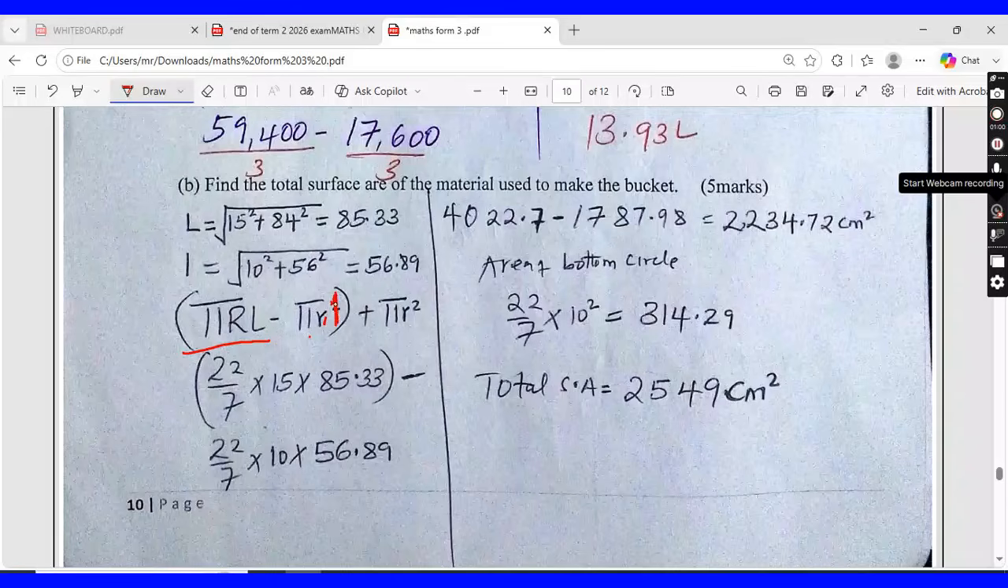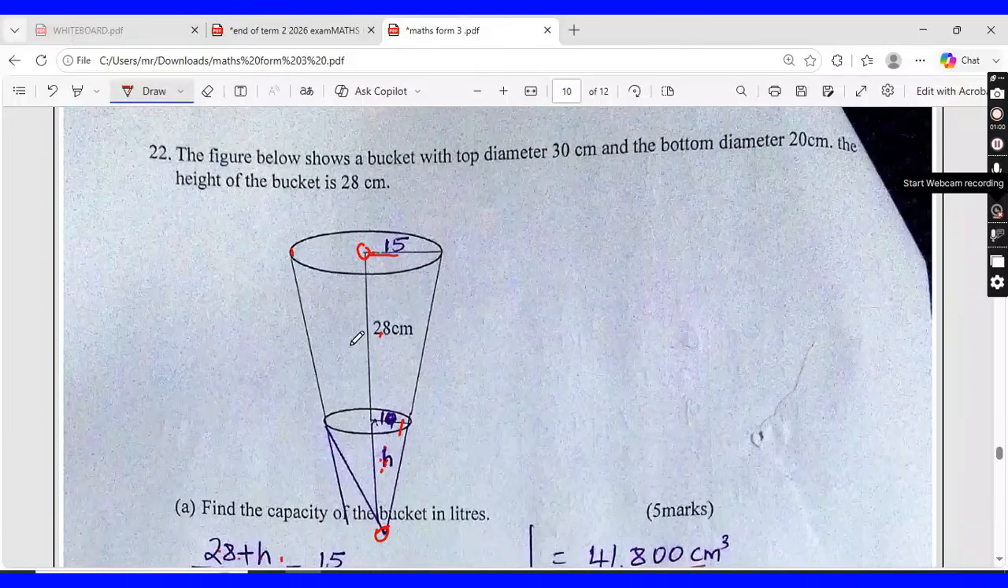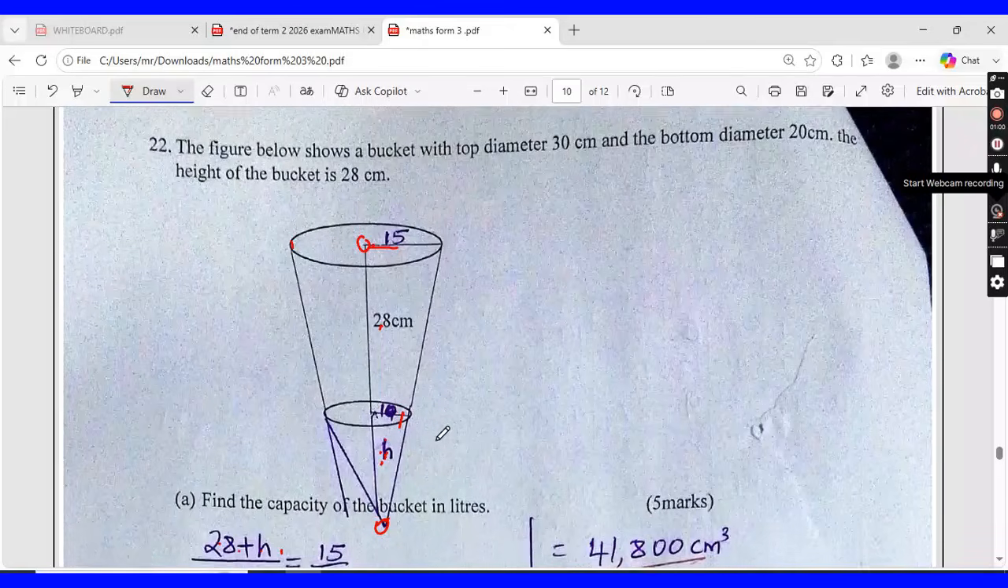This is wrong. Pi RL minus pi RL. This is for the bigger cone minus the small. Then we add the circle, the bottom circle, to get the total surface area of the material, because this is a basket, the top is open. This is a water container, so the top is open but the bottom is closed. So for the bottom circle, we need to get that material used to make it.